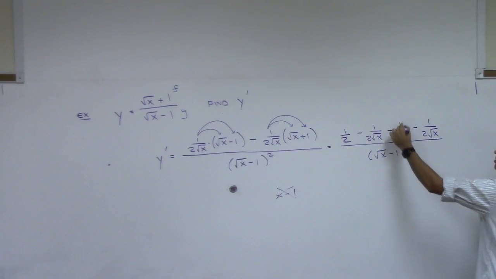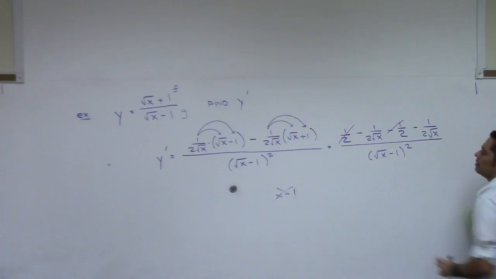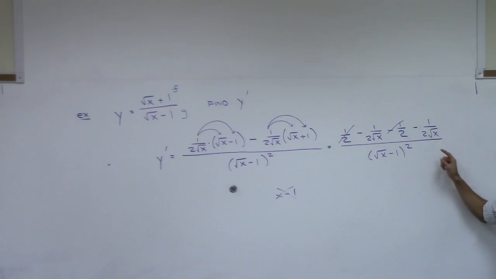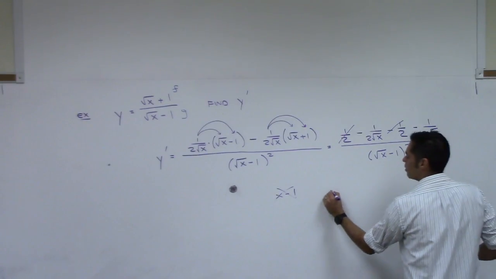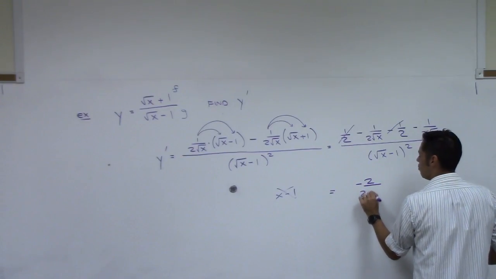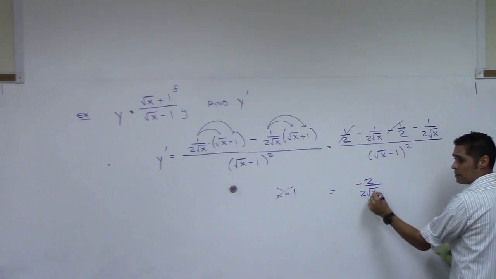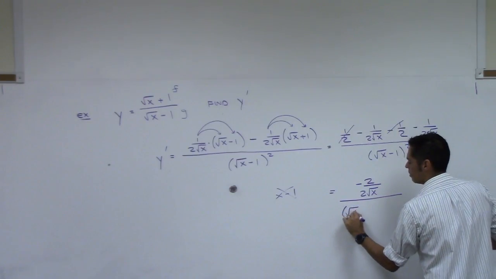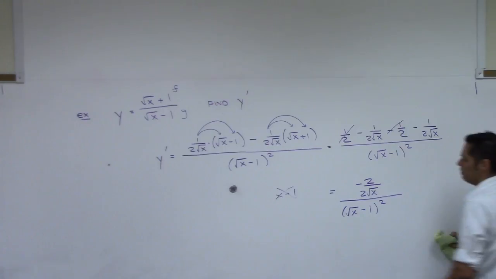The halves cancel, right? And then, what do you have here? Minus 2. Yeah, you have minus 1 of these, and then minus another one, so that means you should have 2 of them, right? So the top really looks like this. Minus 2 over 2 root x. And the 2's will cancel. But that's all over root x minus 1 squared.